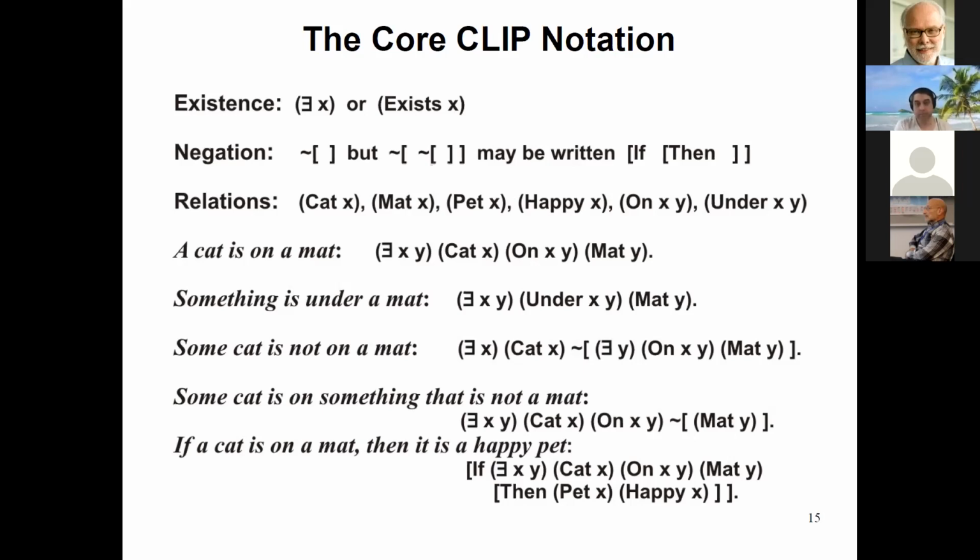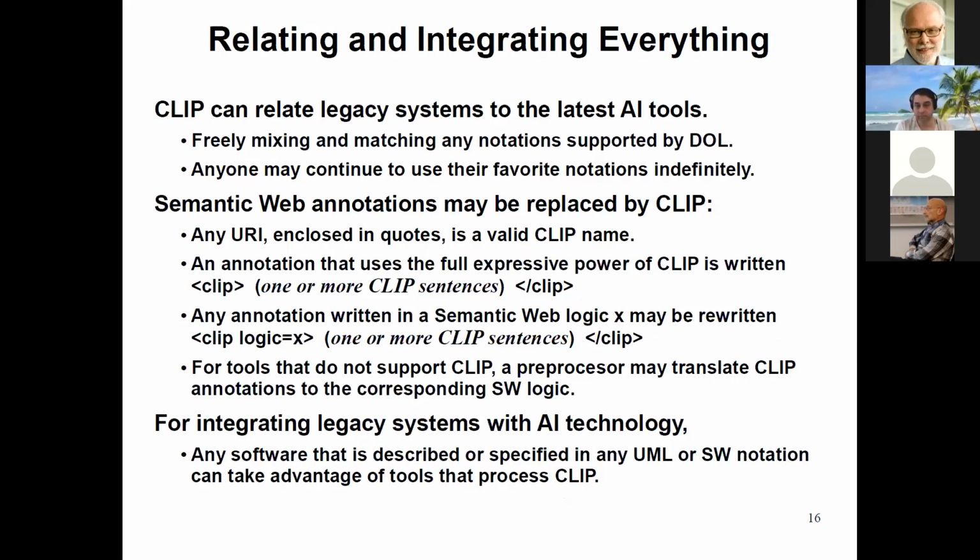And clip notation has a one-to-one mapping to existential graphs and to conceptual graphs and to many, many other kinds of graph notations. Now, the point is that clip can relate legacy systems to the latest AI tools. You can mix and match any notation supported by Dole. Anyone may continue to use their favorite notations indefinitely, and all the semantic web annotations may be replaced by clip. But the point is you don't have to replace them.